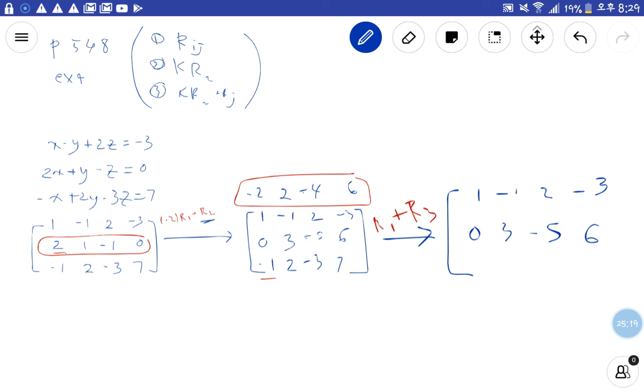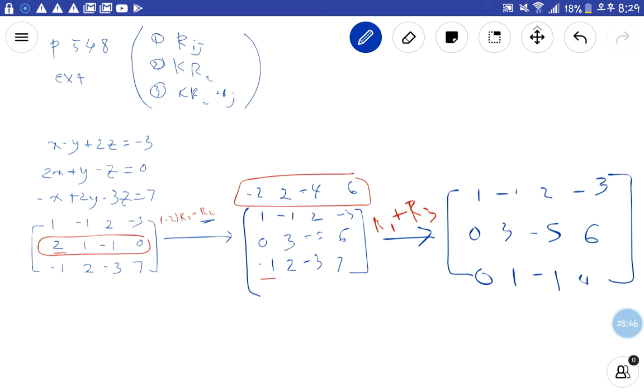Third, 1 plus negative 1, 0. Negative 1 here plus 2 here, which is 1. 2 plus negative 3, which is negative 1. Negative 3 plus 7, which becomes 4. That's my new answer. Okay? So, erase those dots. I just want to show you. Okay. I just keep that.